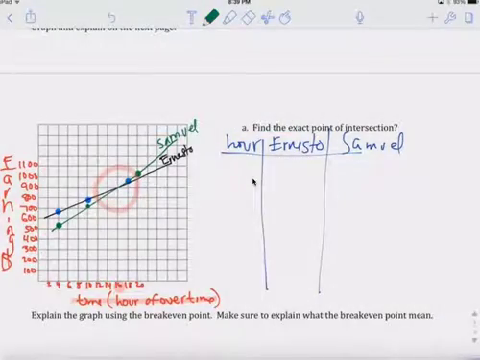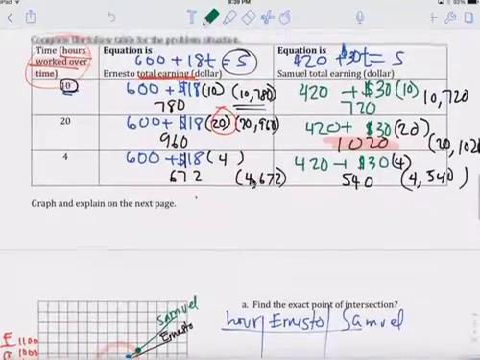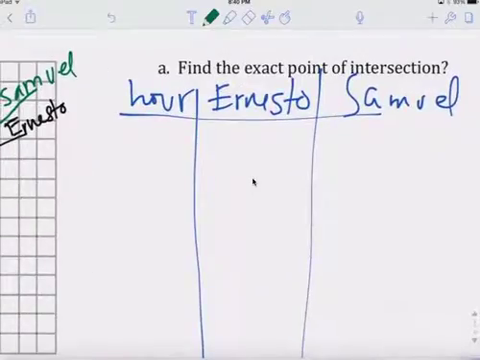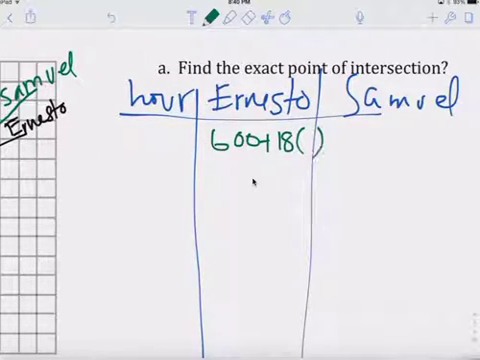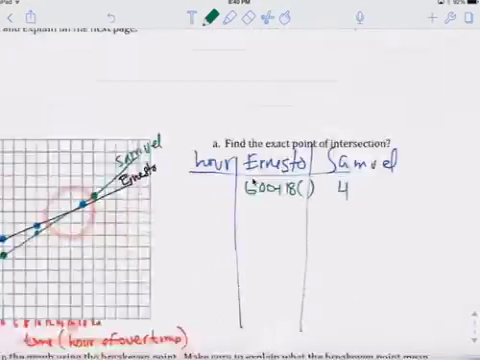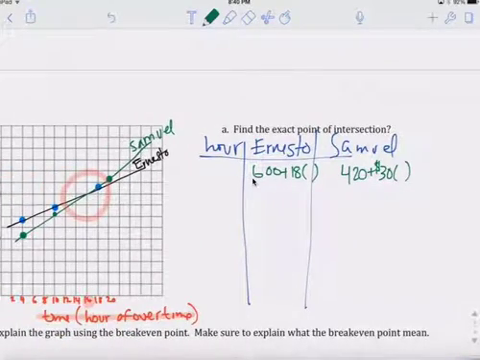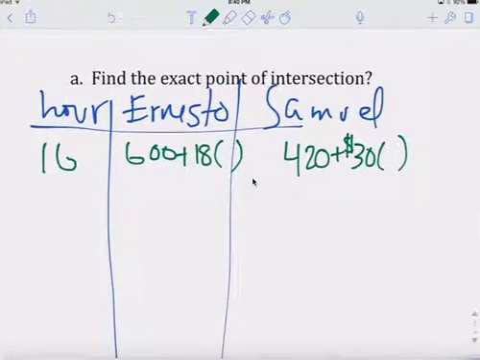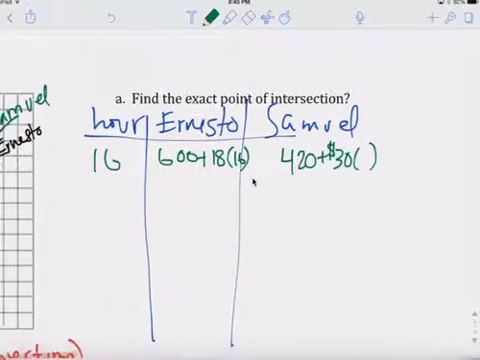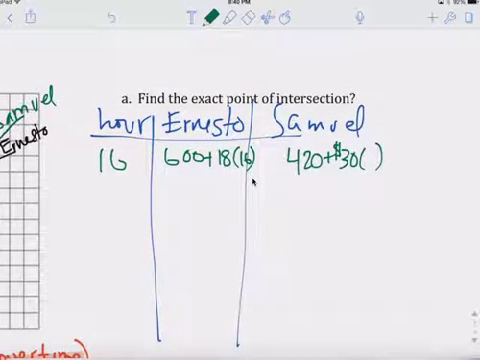Ernesto is 600 plus $18 per hour. And Samuel is 420 plus $30 an hour of overtime. And we say our first hour is 16. Let's see if they make the same amount. 16. All right, I need a calculator. I'll use my other one so it doesn't interfere.